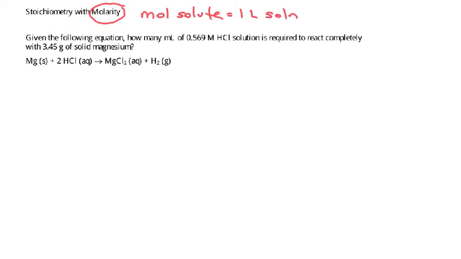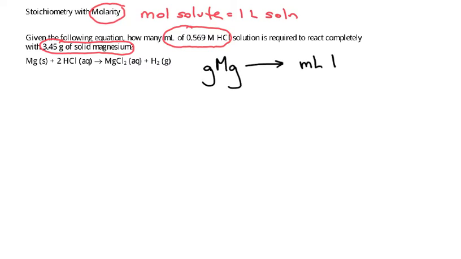So, given the following equation, how many milliliters of 0.569 molar hydrochloric acid solution are required to react completely with 3.45 grams of solid magnesium? This is stoichiometry, in which we're trying to go from grams of magnesium into milliliters of HCl solution. So let's map out how we're going to get from one to the other.